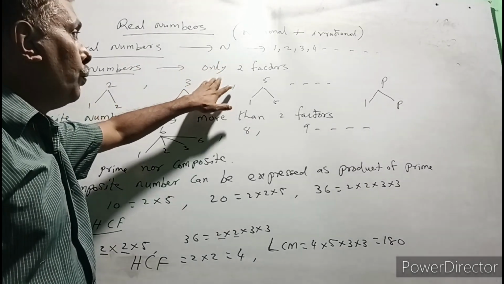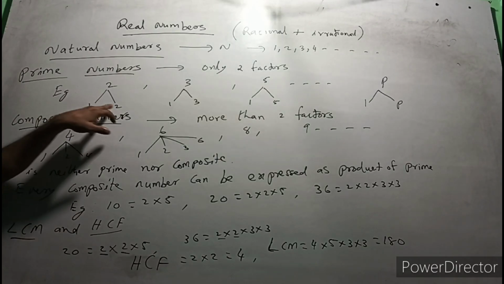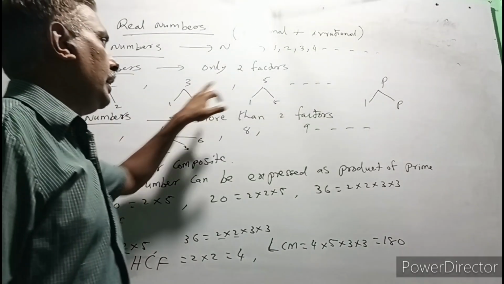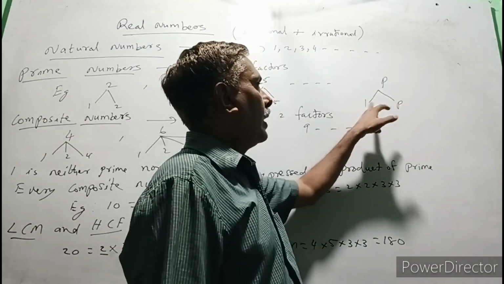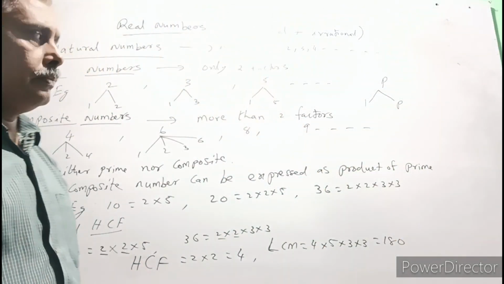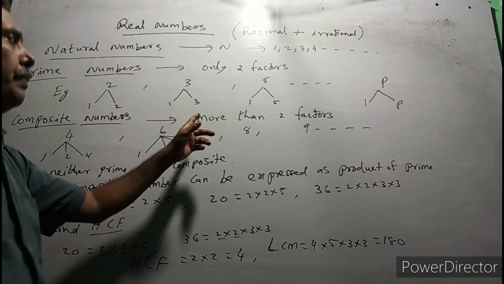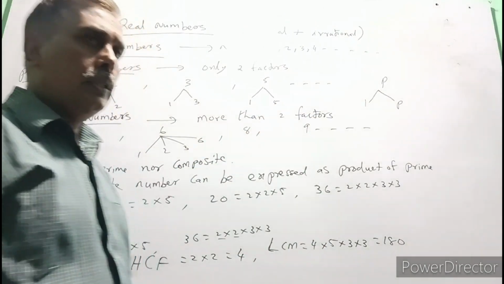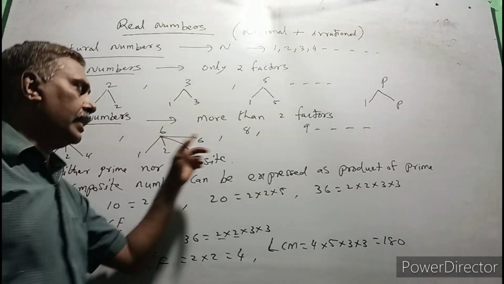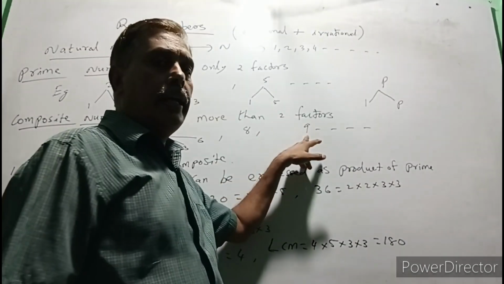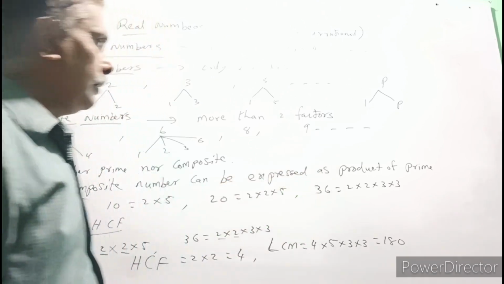Natural numbers having only two factors. Example 2, you know that 1 and 2 are the only two factors. Similarly 3, 5, etc. If p is a prime number, then the factors are 1 and p. Now what are composite numbers? They have more than two factors. The smallest is 4, which has 3 factors. Now 6 has 4 factors, like that. 9 is the smallest odd composite number.